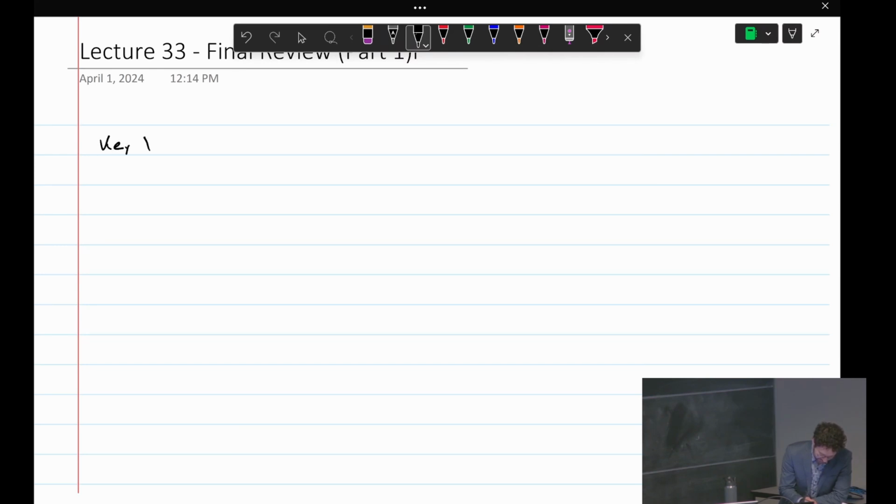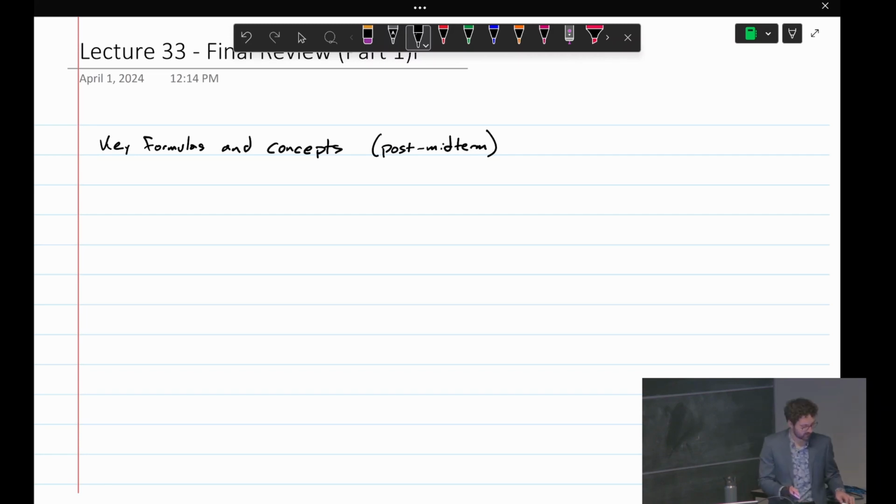So yeah, key formulas and concepts. So we started off after the midterm looking at Bernoulli's equation.